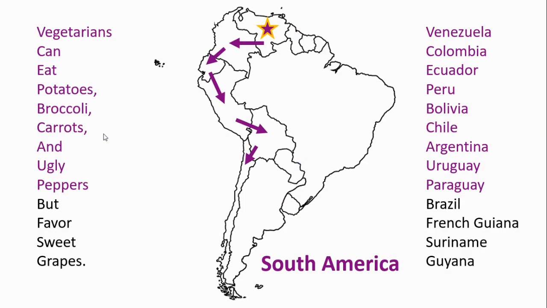So looking at our countries, Venezuela, Colombia, Ecuador, Peru, Bolivia, Chile, Argentina, Uruguay, Paraguay, Brazil, French Guiana, Suriname, Guyana. And our mnemonic device, one more time. Vegetarians can eat potatoes, broccoli, carrots, and ugly peppers, but favor sweet grapes.